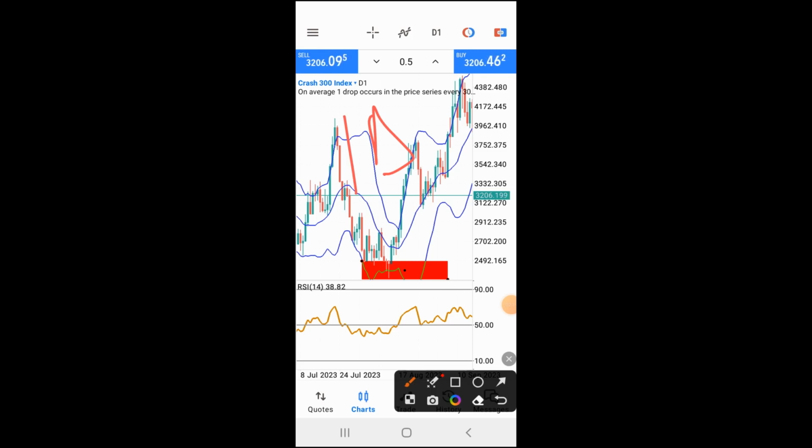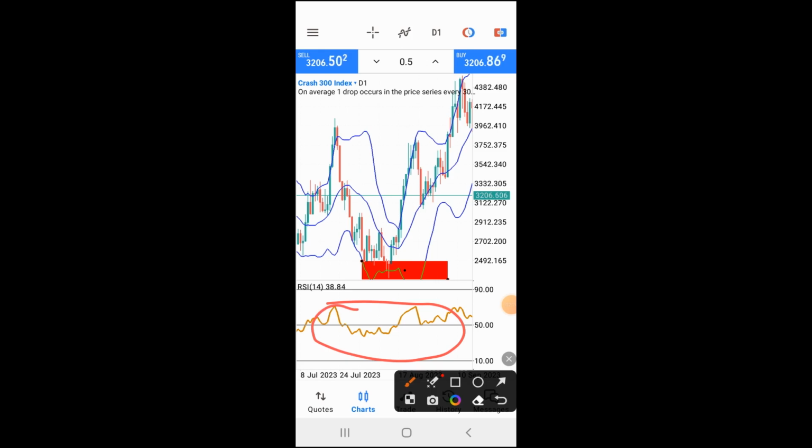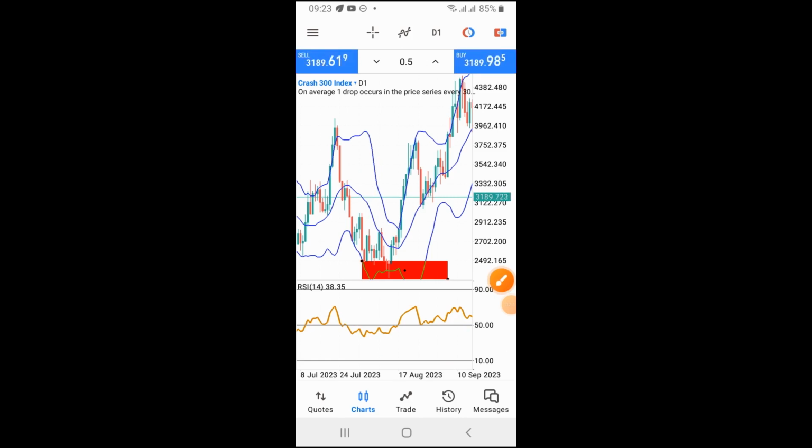So this is how it moves, guys, and this is what I want you to be looking out for. When you look at my chart here, this is the daily time frame, and this is Crash 300 Index. Now, look at the RSI that I added here. I'm going to share the settings with you, and if you watched the previous videos, you'll be able to have the settings of these two indicators that you are seeing here that make up our strategy, so that you'll be able to set your screen this way.